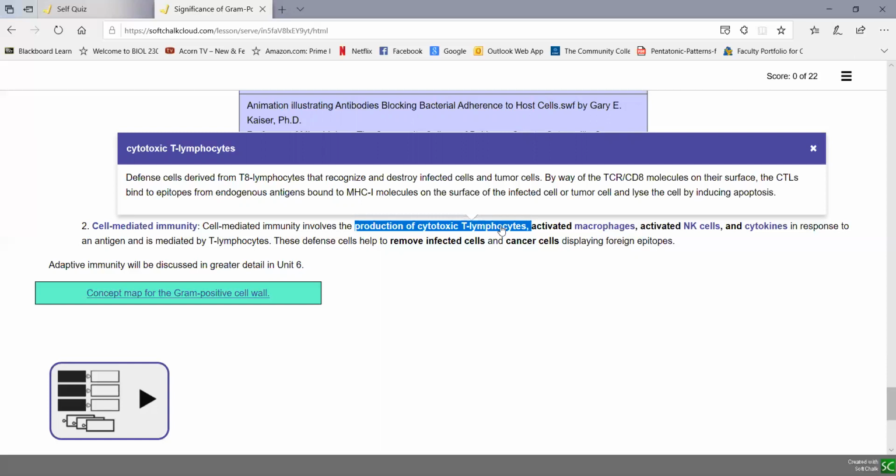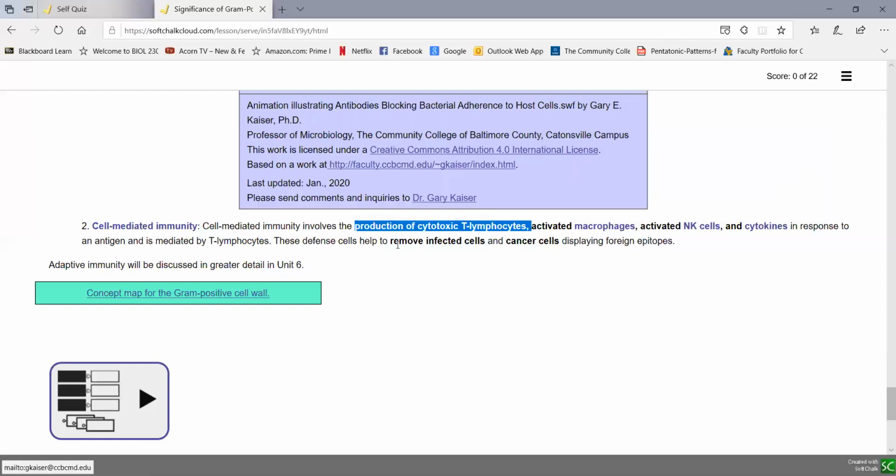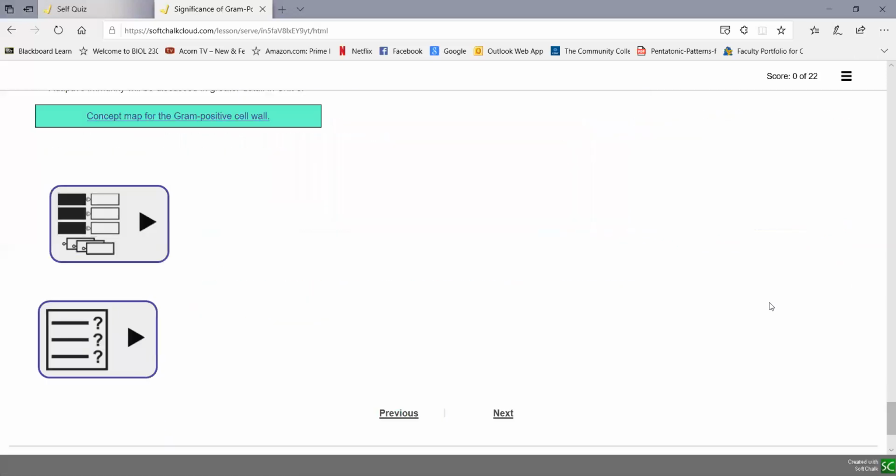Other cells that are activated during cell-mediated immunity include phagocytes called macrophages, defense cells called NK cells, and of course lots of cytokines are also made to help mediate immune responses. So the cell-mediated immunity is not as important against bacteria unless they're intracellular bacteria, those that get inside of cells, because they're used more to remove infected cells and cancer cells. But we do want to introduce that term, since we will be talking about that when we get to infected cells and viruses and such. And there's a couple little self-checks you can do there.